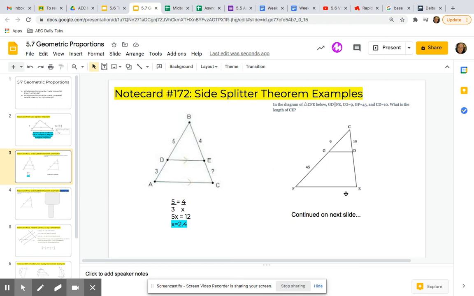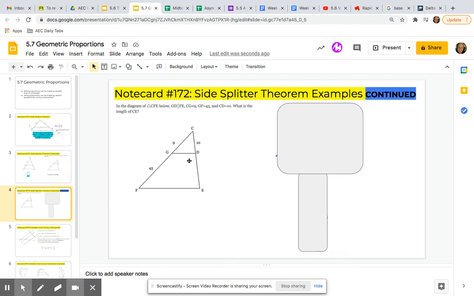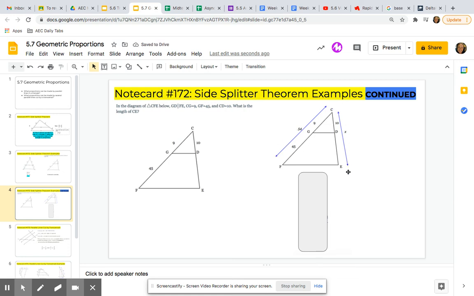So I'm going to do the work on the next slide. Here's the same picture, the same problem. So we want all of this. I'm going to uncover this, and this is where it's labeled. When we want this whole length, we're going to call that X, and that means we need to find out the whole length of this side. So we just do 45 plus 9 and get 54.